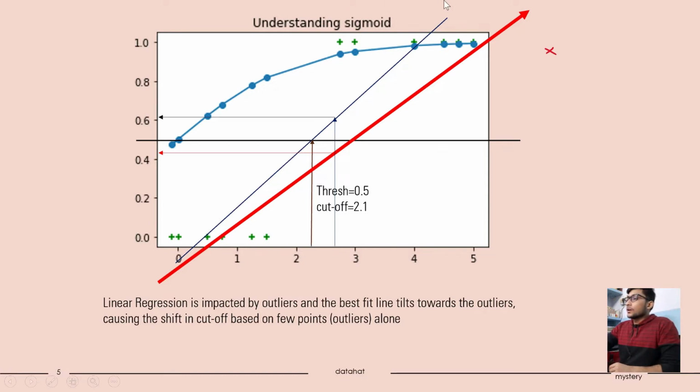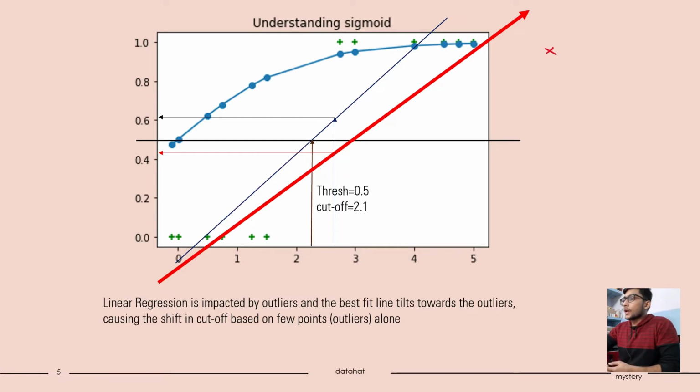Now, if you have an outlier in your data set, your best fit line would tilt towards the outlier. What would happen in this scenario? Your best fit line, this blue line, would tilt towards this red point, your outlier. Your cutoff value changes. Either you need to reduce your threshold or you need to vary your cutoff. However, this doesn't give you a clear picture of how your data is distributed. It gives you a biased distribution. Rather, it biases your cutoff towards the outliers.